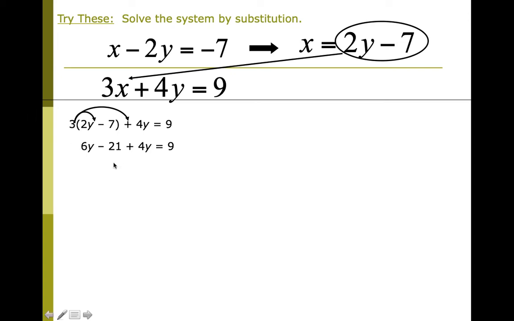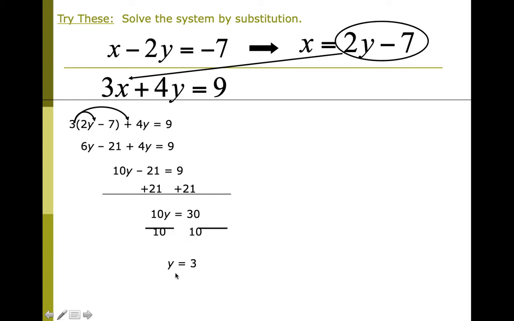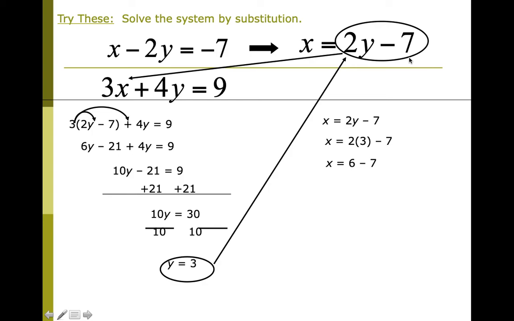Now we'll say 6y plus 4y is 10y. And now we're going to add 21 to both sides, and when we do, we get 30. So 10y equals 30. Now we divide both sides by 10, because we want y equals a number. So y is equal to 3. Since y is equal to 3, now we plug it back into one of these formulas. We're going to use that one. So 2 times 3 is 6, 6 minus 7 will give me negative 1. And there it is. So my xy coordinate will be negative 1, 3.